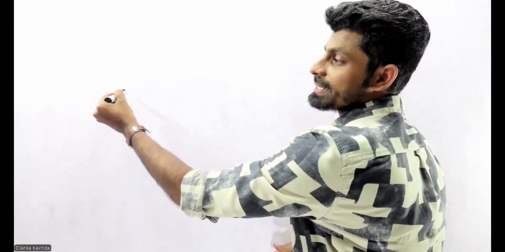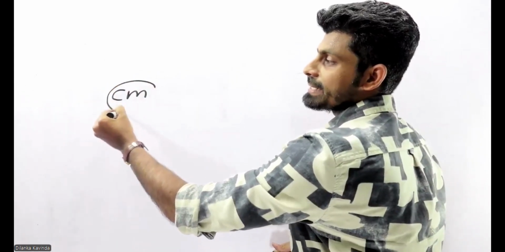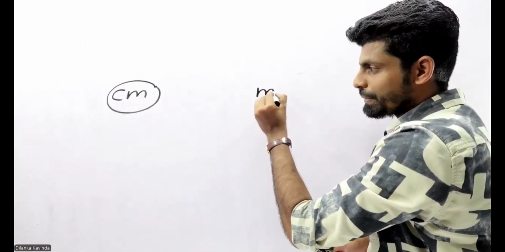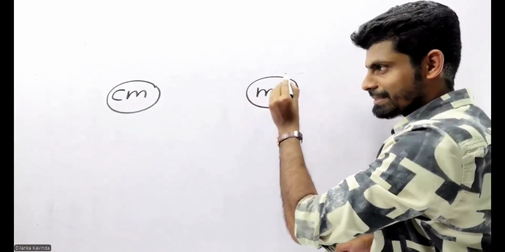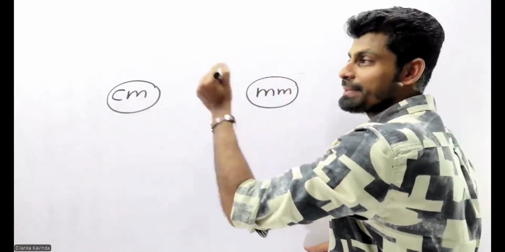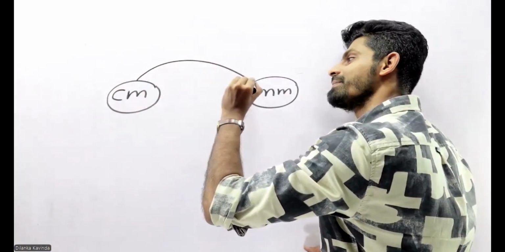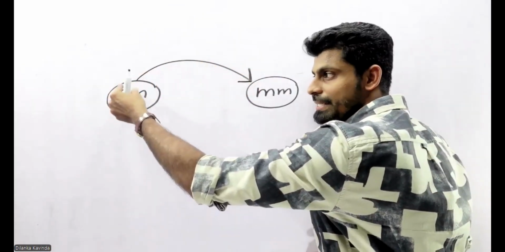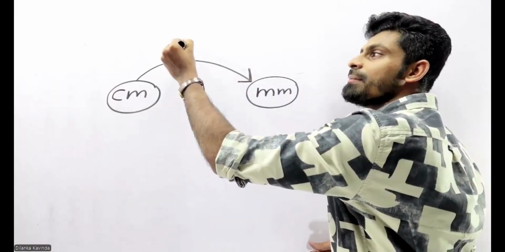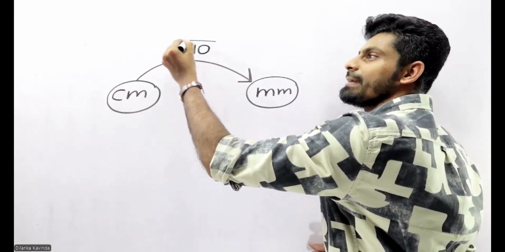How to convert centimeters to millimeters? How to convert centimeters into millimeters? Converting centimeters to millimeters, multiply by 10.